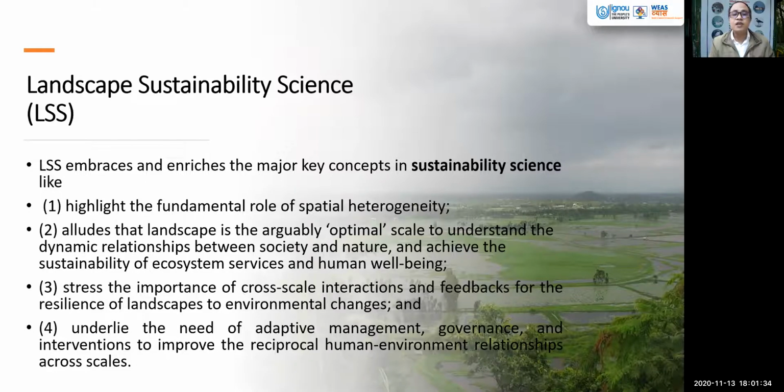Then it stresses the importance of cross-scale interaction. It is not talking about only one scale: cross-scale interactions and feedbacks for the resilience of landscape to environmental change. Resilience is nature's own recreation. It underlines the need for adaptive management, what we had talked about, governance and intervention to improve the reciprocal human-environment relationship across scales.